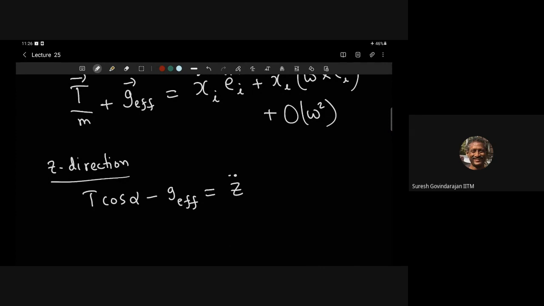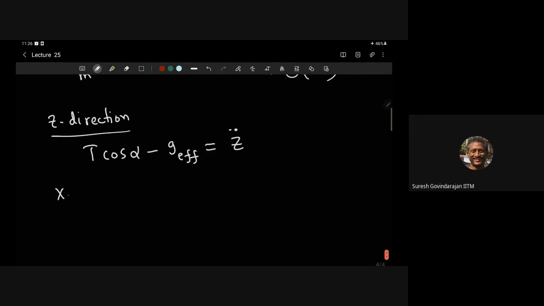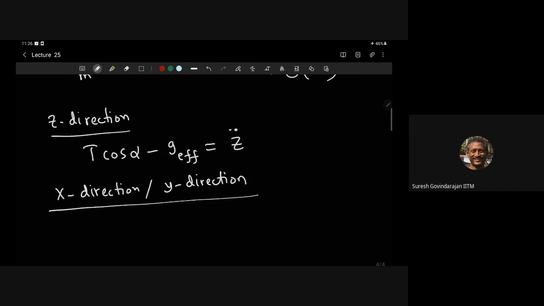Correct. So this is the usual equation in the Z direction. But let's look at the X and Y directions. This is the more interesting one.